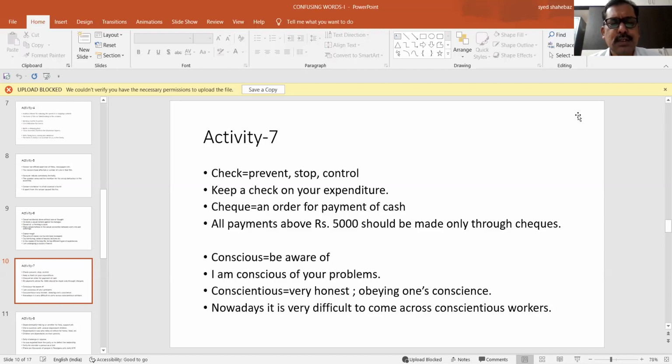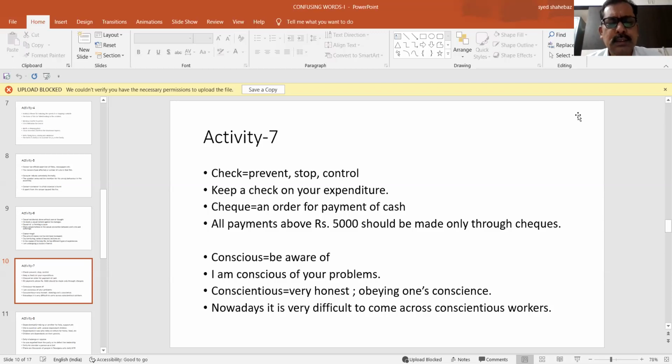Next, conscious. C-O-N-S-C-I-O-U-S. Conscious. Conscious means be aware of. Be in one's own senses is also called conscious. I am conscious of your problem. Means I understand your problem. I know your problem. I am aware of your problem. Unconscious means swoon, faint, losing consciousness, not in one's own senses.